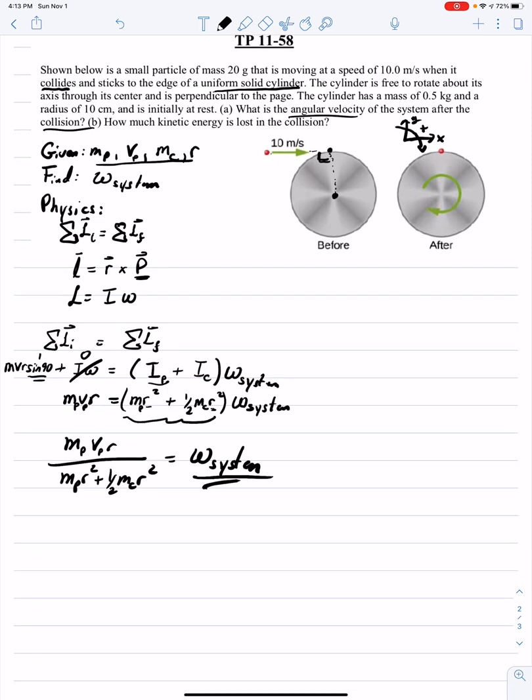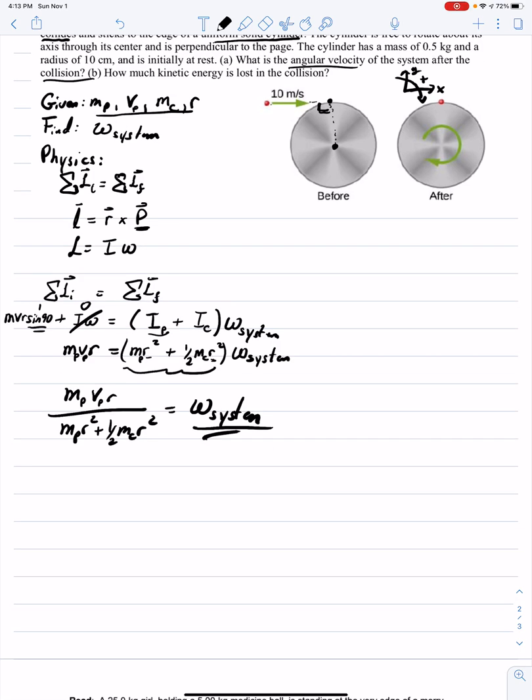Then it's asking how much kinetic energy is lost in the collision. Remember what I talked to you about in the previous videos about conservation of energy. So this has to do with conservation of energy. If you just set it up the same way, you identify the final mechanical energy minus the initial mechanical energy, you will find that it is very straightforward. So let's identify the initial mechanical energy.